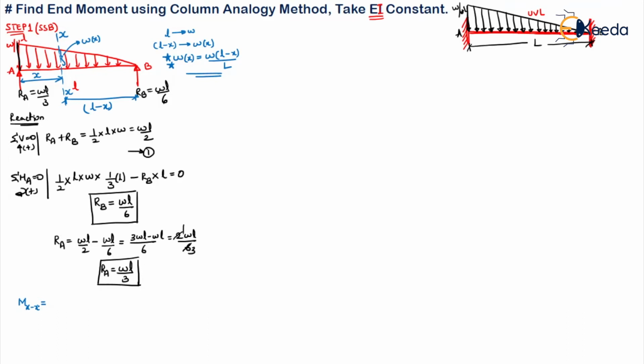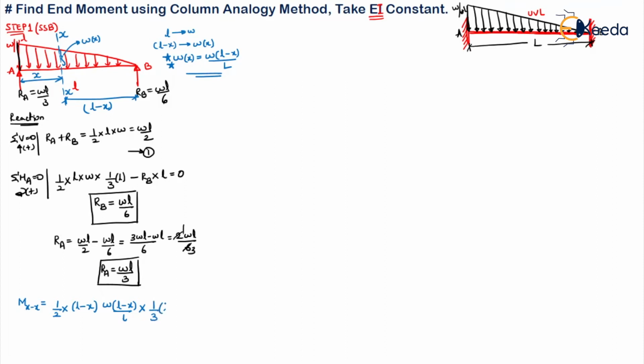Understood? Now I want MXX. You can see either the left side or the right side. Seeing the right side is easy because on the left side portion we have a trapezoid, but on the right side there is a triangle. This triangle will give a clockwise moment of half into base, which is L minus x, and height, which is WX. We have already calculated WX, so W into L minus x by L. So half into base into height, into 1 by 3 of the base.